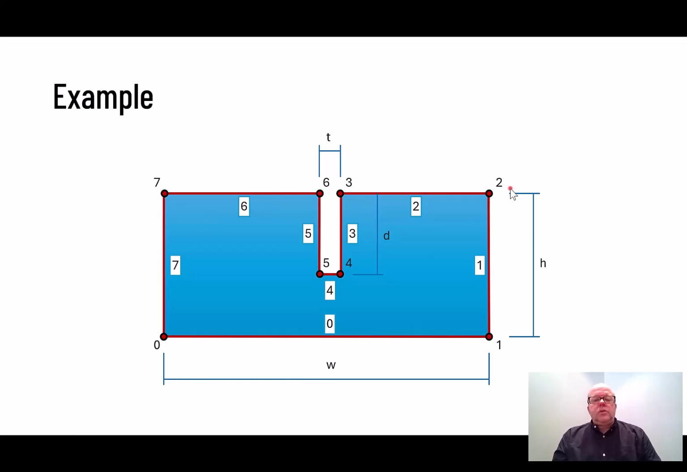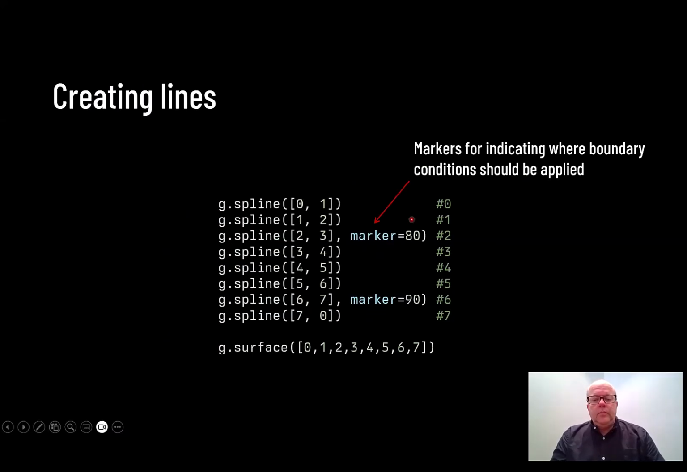So the pressure levels should be different on the different sides here. So we need a way to identify these lines later on when we define our boundary conditions. So just remember 6 and 2. And the marker here is a way of identifying them. You can set any number you want, you can decide yourself. We just put 80 and 90. So that is line 2, and this is line 6.